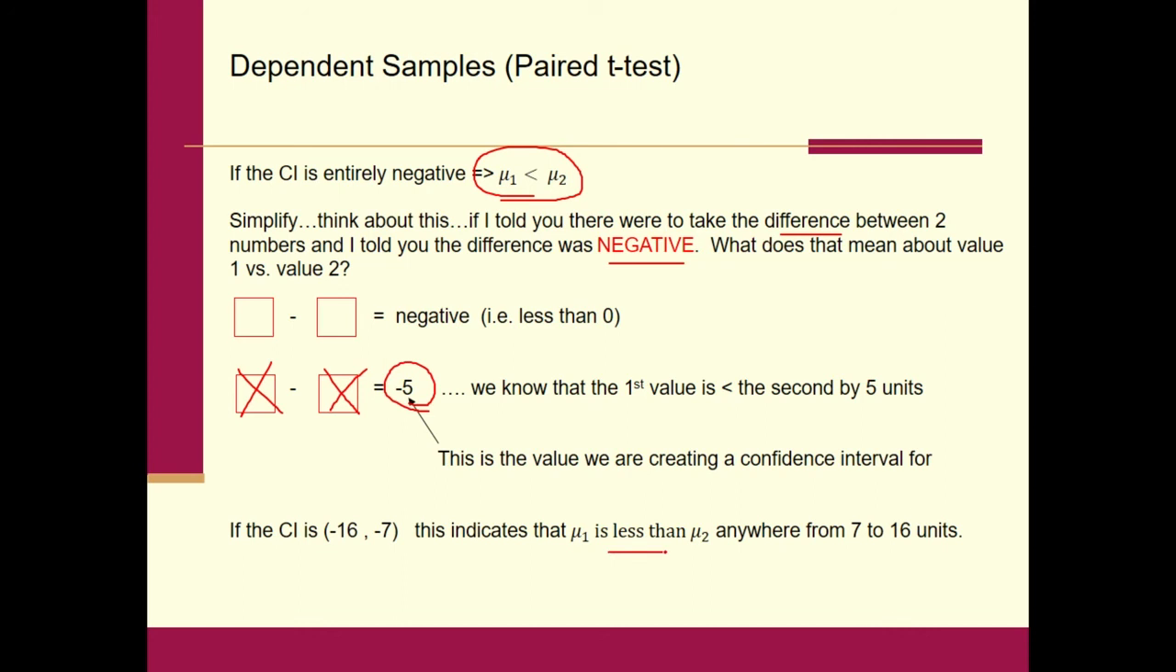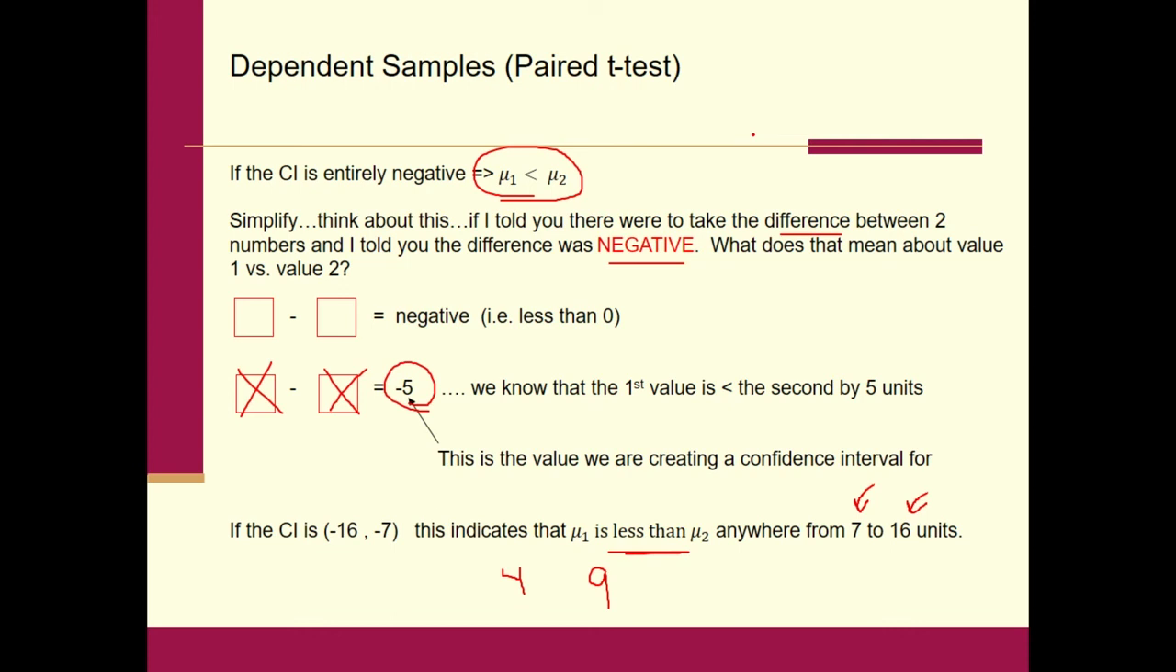English-wise, when you use the words "less than", say mu1 is less than mu2, you would drop these signs and state the lower number first, then the higher number. For instance, let's say you had 4 and 9. Listen to what I say here: 4 is less than 9 by 5 units. You would not say 4 is less than 9 by -5 units.